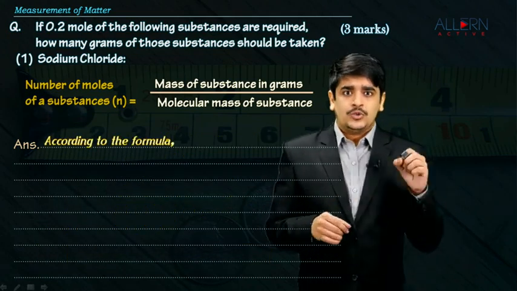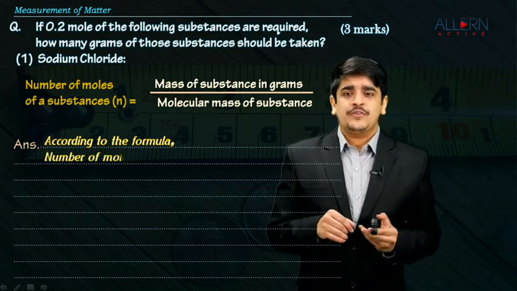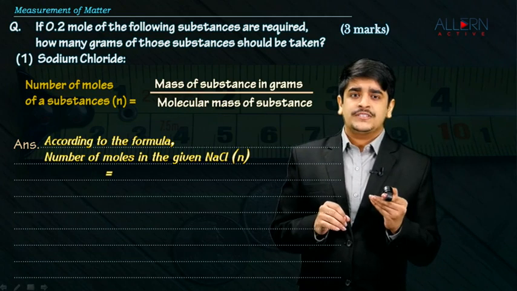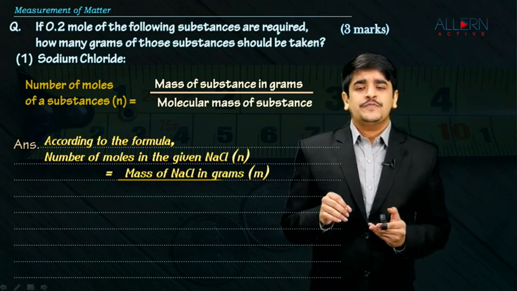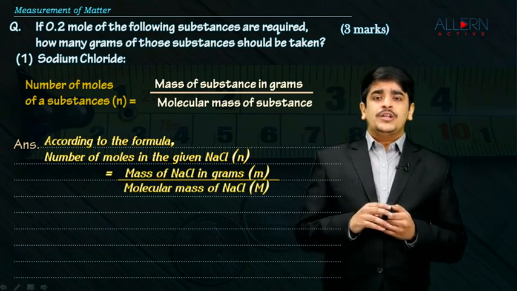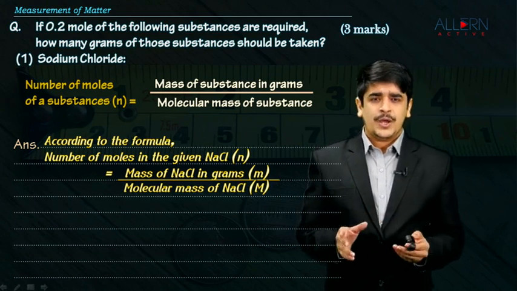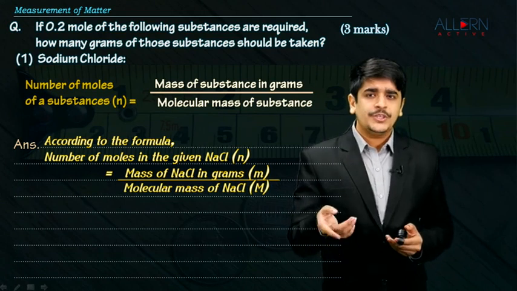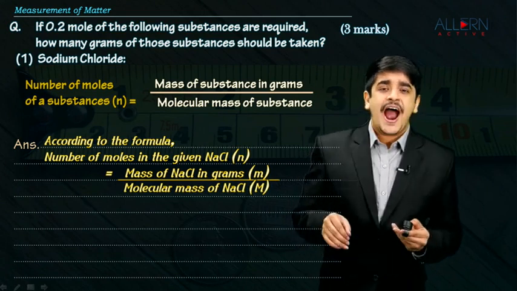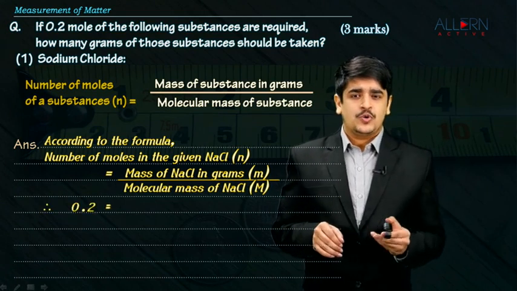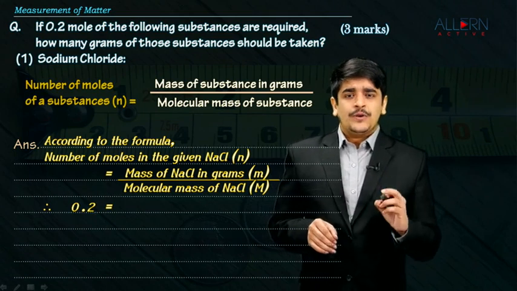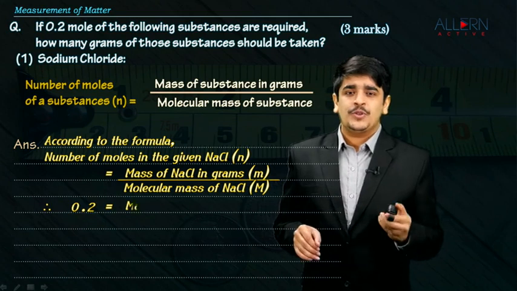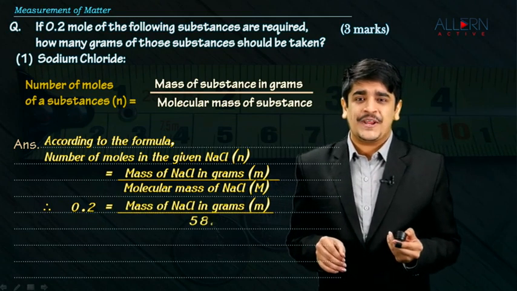Okay, so now back to the problem at hand. According to the formula, the number of moles in a given amount of sodium chloride is the mass of sodium chloride in grams divided by the molecular mass of sodium chloride. Now, how many moles of sodium chloride do I need? In the question, read it. Perfect. I need 0.2 moles of sodium chloride. Do I know the mass of NaCl in grams? No, I need to calculate that. But do I know the molecular mass of sodium chloride? Yes, I know.